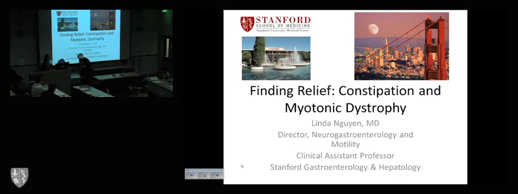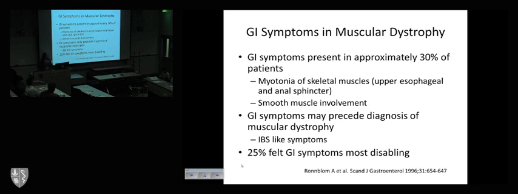So thanks a lot. Well, thank you for inviting me. What I'd like to go through is the GI symptoms, and I'm sorry I missed the earlier presentation where everybody raised their hands in terms of who had GI symptoms. In the survey studies, approximately a third of patients, in the earlier studies, had GI symptoms. It involves both the skeletal muscles, the myotonia, which involves the upper esophageal sphincter and the anal sphincter, and smooth muscle involvement, which is the rest of the GI tract in between.